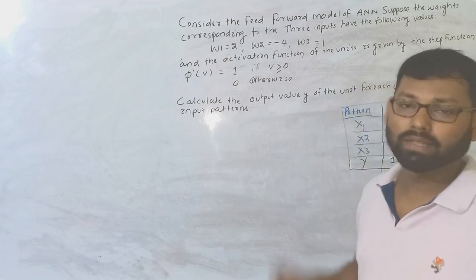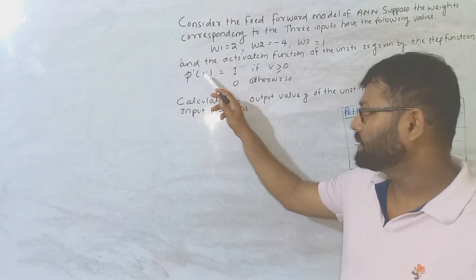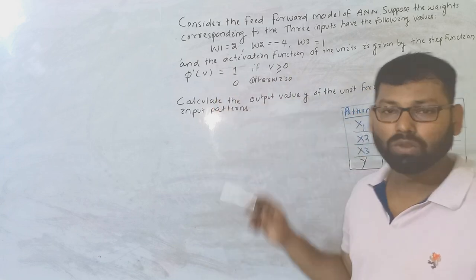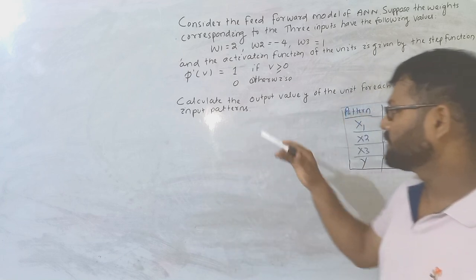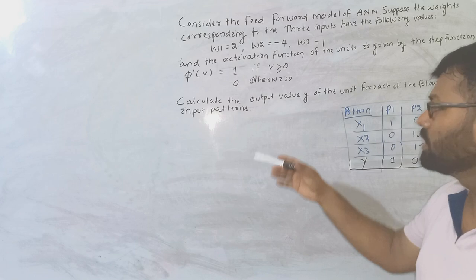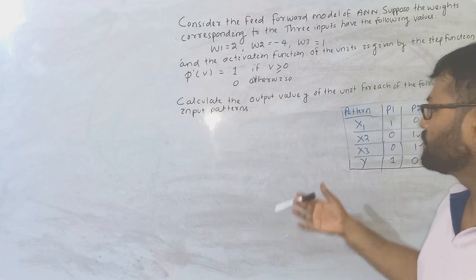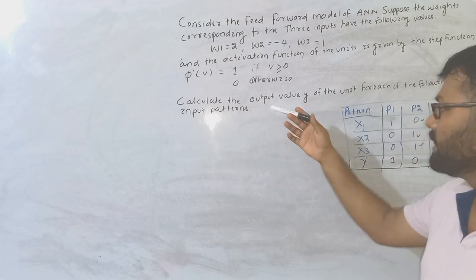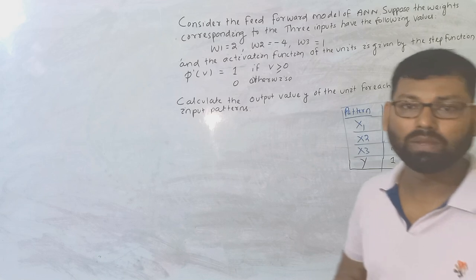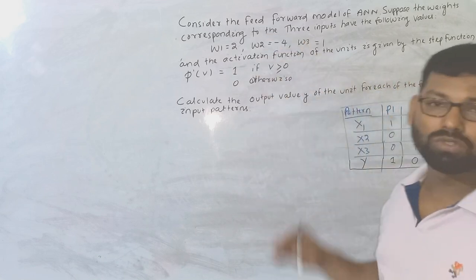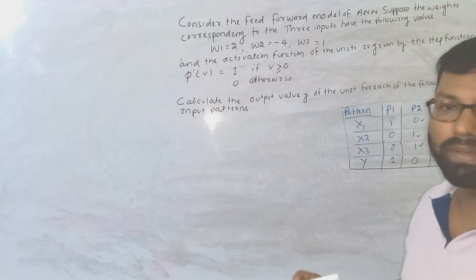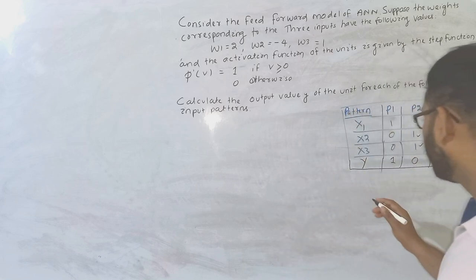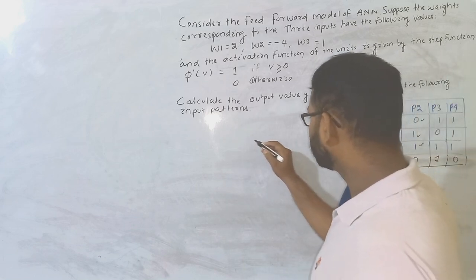Here, greater than 0. If the summation value, that v value, is greater than 0, it is going to produce output 1, otherwise 0. So using this we have to create a neural network structure, that is, we have to create a perceptron, and then we can discuss how the perceptron does the prediction. According to the question, let's draw the perceptron. Three inputs are given. So let's draw the perceptron diagram.